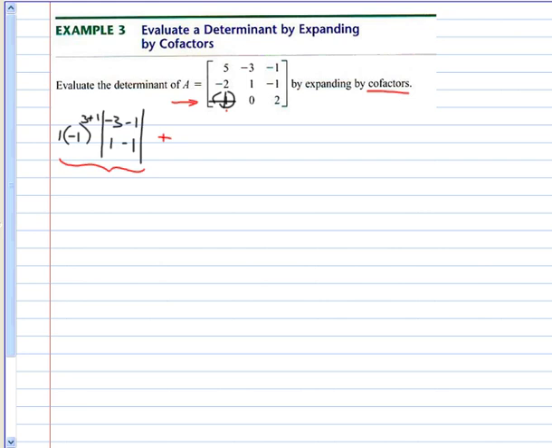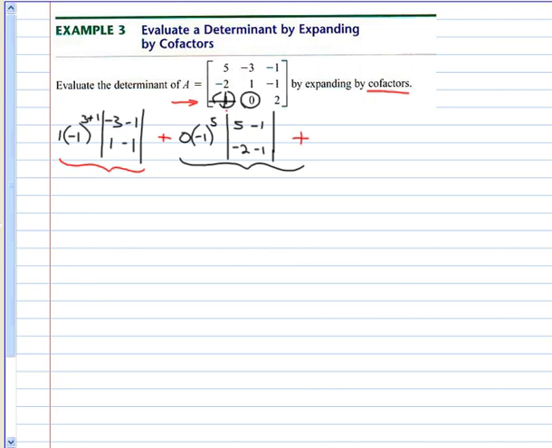Plus 0 times, now I'm going to write it out even though this whole thing is just going to be 0, so we won't have to do any math on it. Negative 1 raised to the, now I'm working on this one. What's the row? 3, and what column? 2. 3 plus 2 is 5. I have to raise a negative 1 to the 5th there. And what would the minor be? The minor is this minor determinant, is its full name. You got it. If I cross off the row and column, 5, negative 1, negative 2, negative 1.